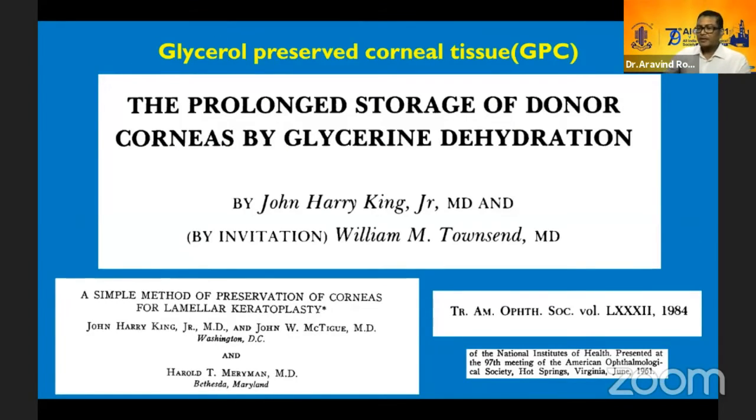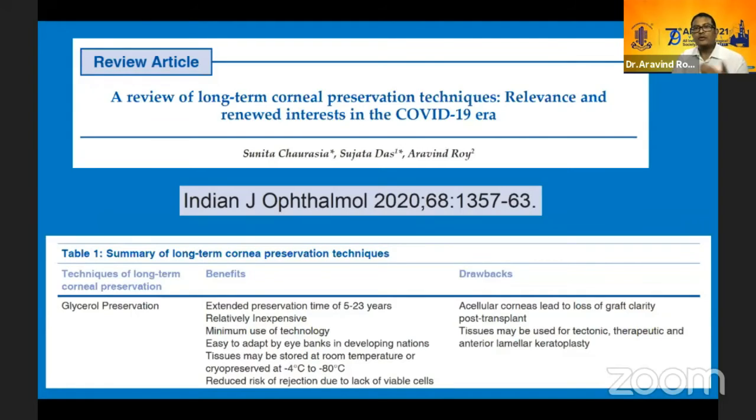The glycerol preservation of corneal tissue has been in vogue for half a century, almost from the 1955-60s onwards. But it has always fallen aside because the process of glycerol preservation has rendered the corneal tissue non-viable. But the tissues can be stored indefinitely. There was a renewed interest in glycerol corneal preservation in the COVID era.